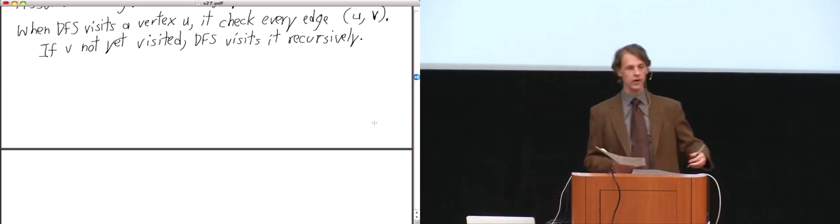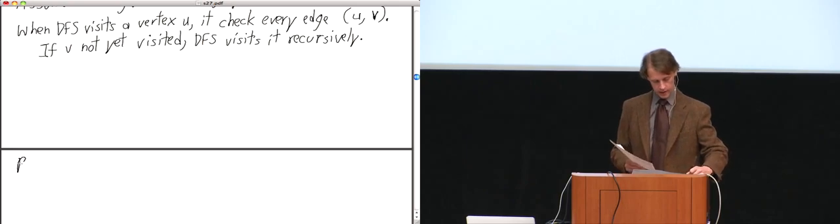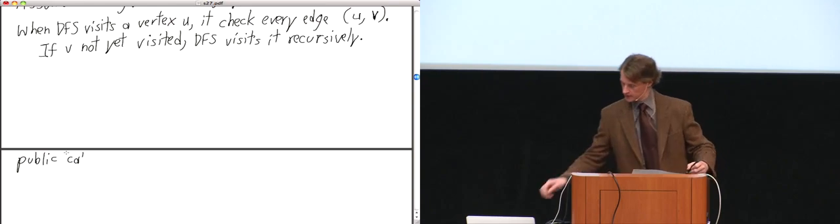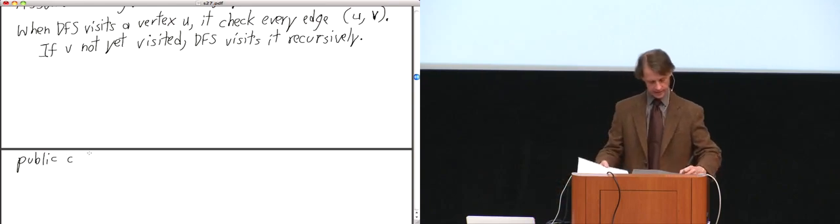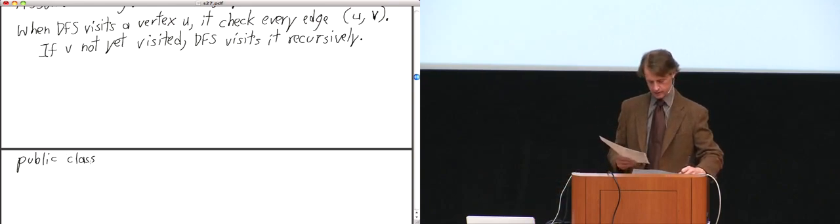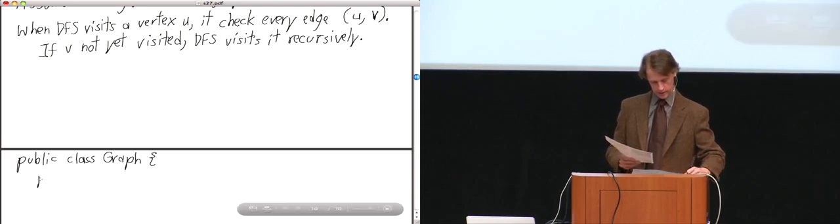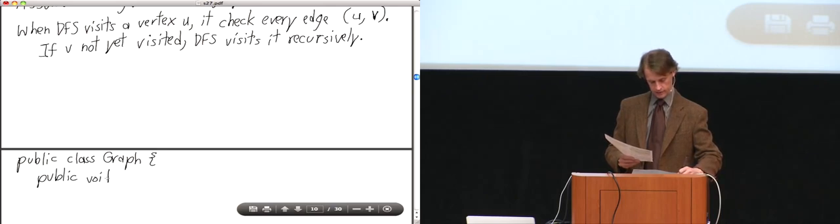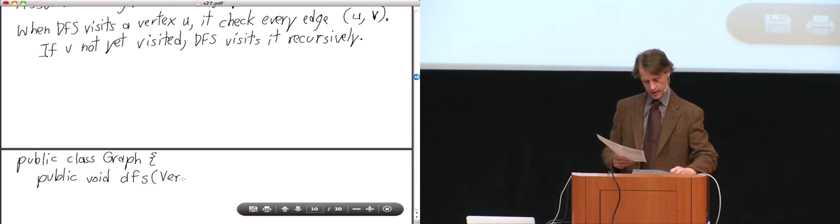All right, I'm going to scroll this up here so I can give you code now. I'm going to put code inside a class that I'll call graph. And so we will have a public method called DFS for depth first search. And you pass in a starting vertex U.